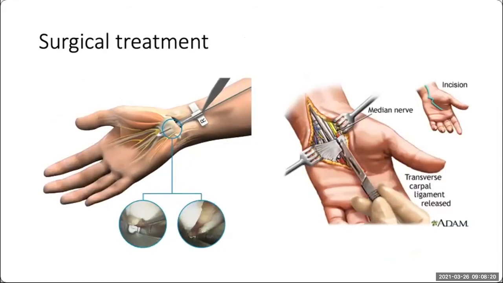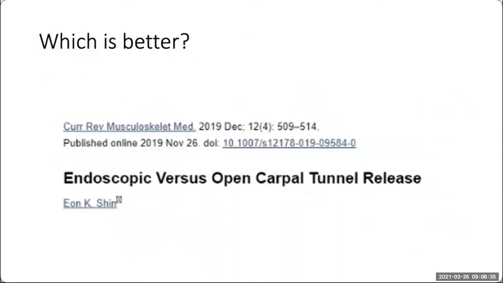The more definitive treatment is the surgical treatment. There are two ways of doing this. You can do an open release or you can do an endoscopic release. So there's always a question in the mind, which one is better? Of course, endoscopic is very simple, with a very small incision. You don't do the conventional big incision for the open carpal tunnel release.